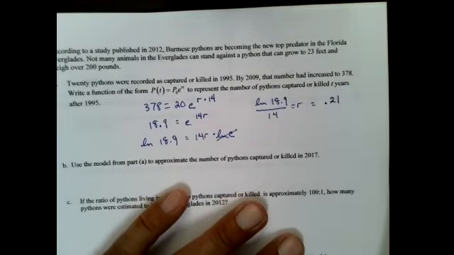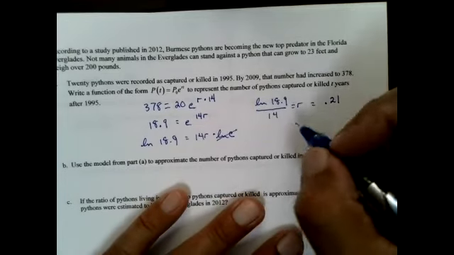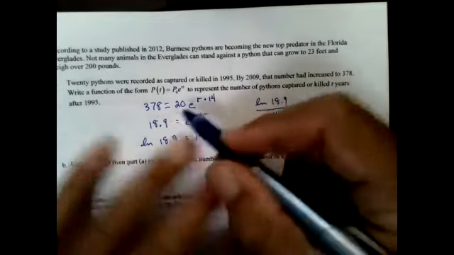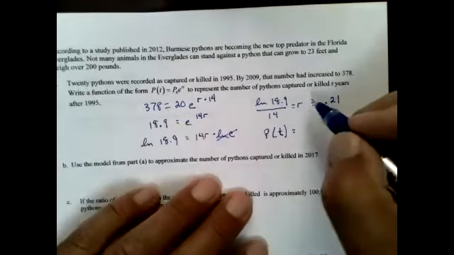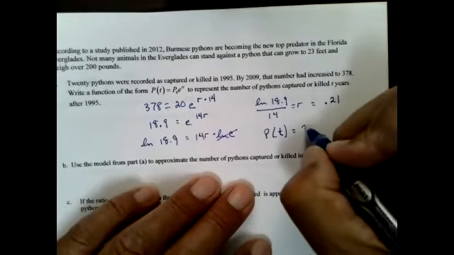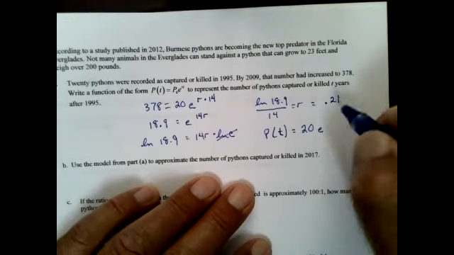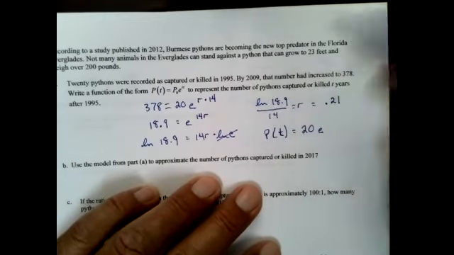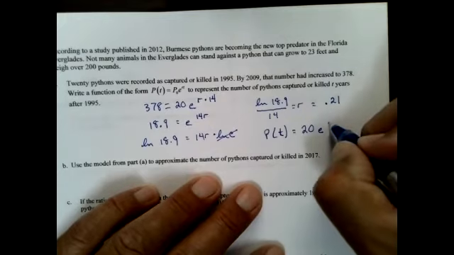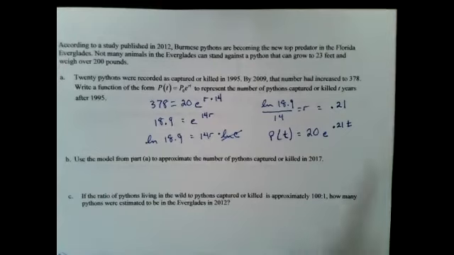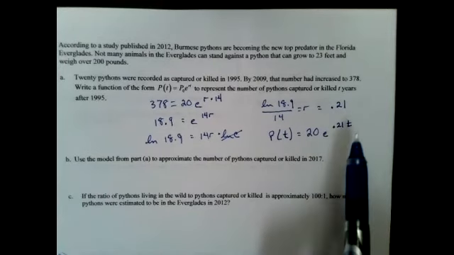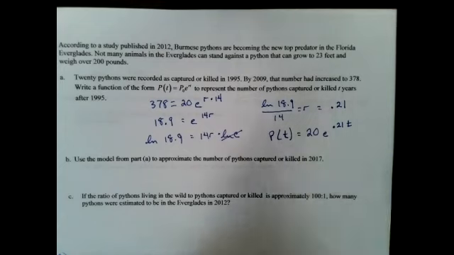Looks like I get an r of 0.21. So what we're saying is, I don't know how many there'll be, but this is in terms of time, P of t equals, and this guy is going to be 20 e, because this is all since 1995, to the 0.21t. So if I said, hey, given the year whatever, I can now plug that in for t, and we would see how many pythons there are.